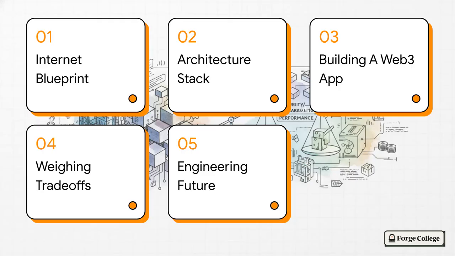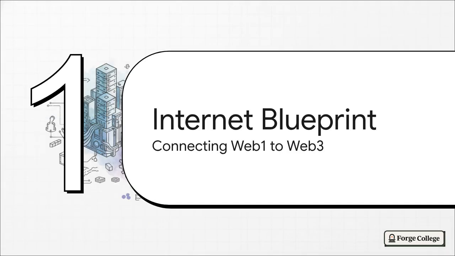Okay, let's dive straight into this blueprint. First up, the internet's blueprint, then the architecture stack, building a Web3 app, weighing the trade-offs, and finally, engineering the future. Let's get to it. Section 1, the internet's blueprint, connecting Web 1 to Web 3.